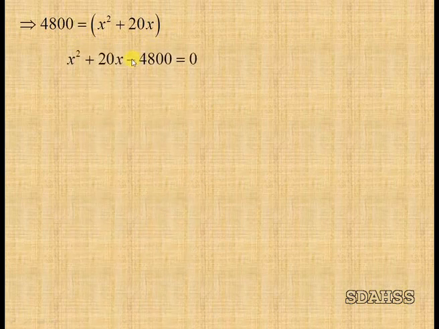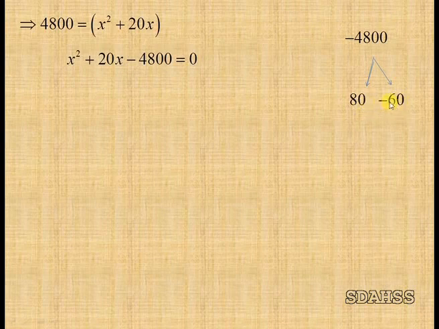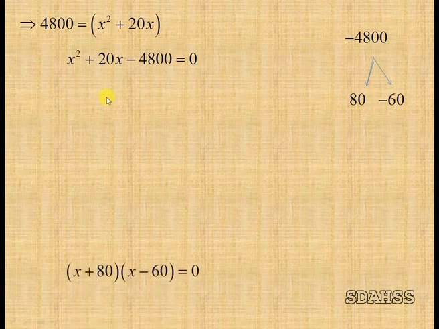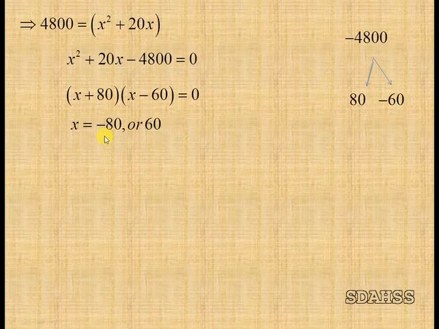Bring this 4800 to the other side, it becomes negative. So x square plus 20x minus 4800 is equal to 0. Factorize. Here the sum is 20 and the product is minus 4800. 4800 can be written as 80 into minus 60. So if you add, you will get plus 20. If you multiply, you will get minus 4800. So this can be written as x plus 80 into x minus 60 is equal to 0. So x is equal to minus 80 or 60.